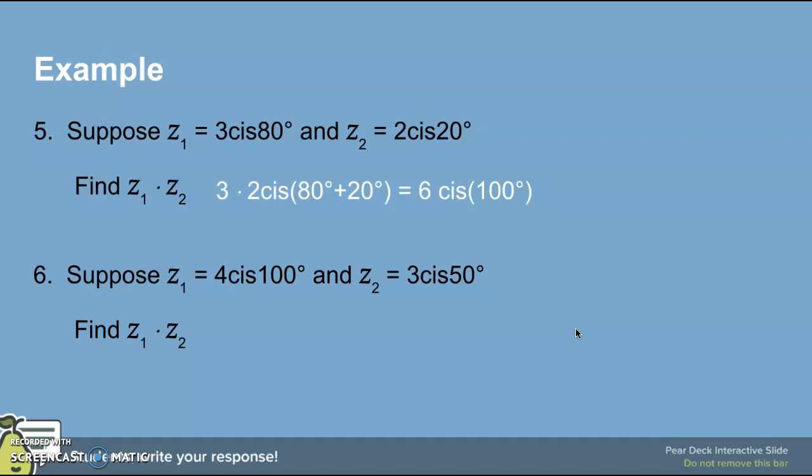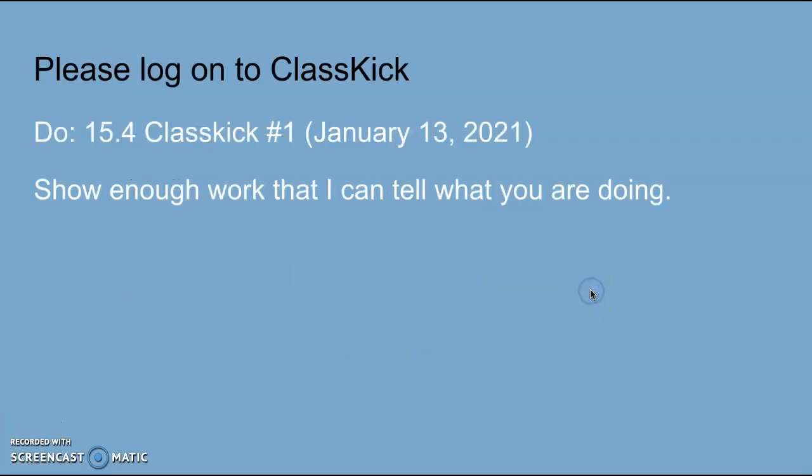So take a moment, try multiplying the next one. See if you can do it in your head. All right, so you've got 4 times 3 out front, cis, and then you're going to add the 100 and the 50. And you should get 12 cis 150. In our next class, we'll look at dividing and adding and subtracting, also raising to powers. But today we're just going to look at the multiplication.